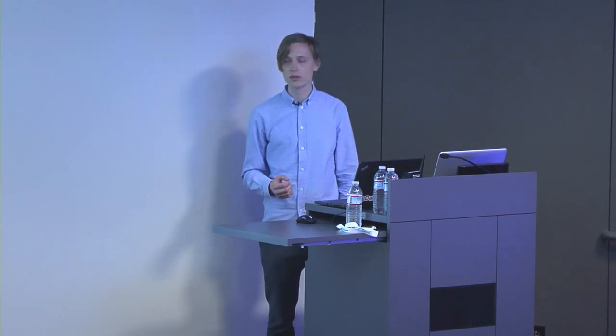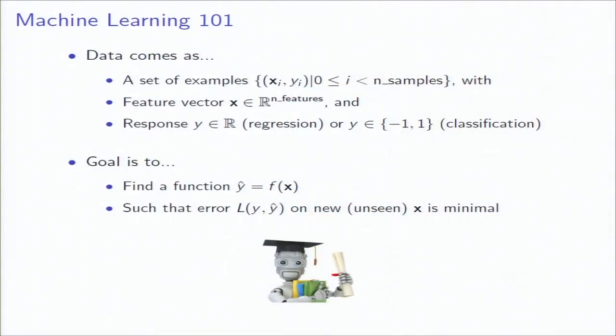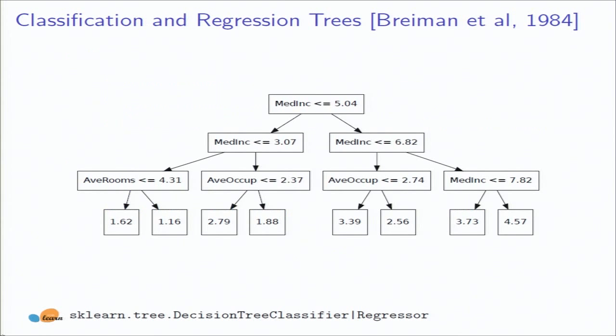The goal in supervised machine learning is basically to find a function that maps from X to Y, and we want to find a function such that the error on new, unseen X is minimal. Okay? And this error is usually measured by some loss function, which is basically a function of the ground truth and our model predictions.